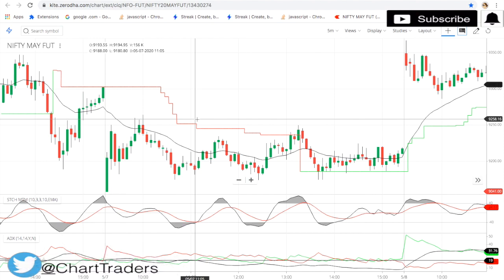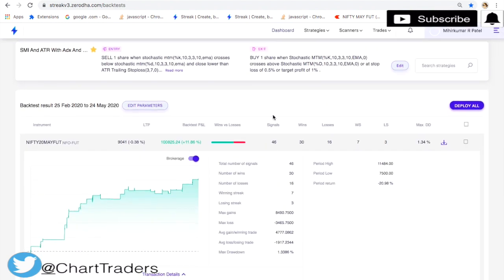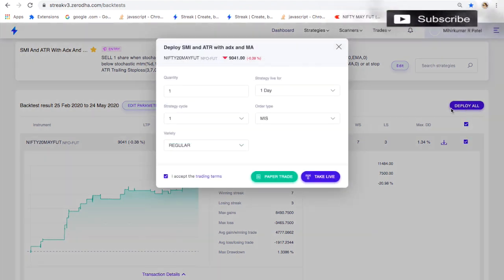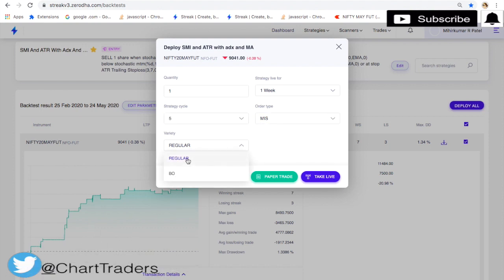So this strategy also generates fake signals, but compared to others it's less and the accuracy is also good. Now once you are sure that your algorithm gives good performance, you can deploy live. In order to deploy live, just click here and deploy all. It is going to ask quantity, one quantity, strategy live for 1 week, cycle duration means per day 5 trades, order type MIS or CNC. MIS means intraday square off, variety you can go for regular or bracket.